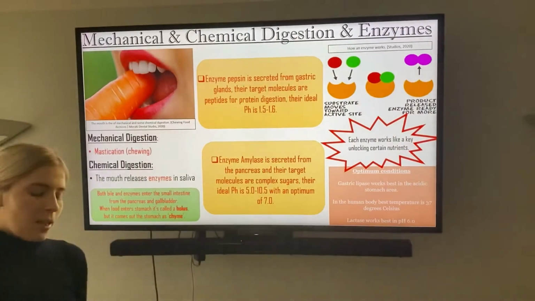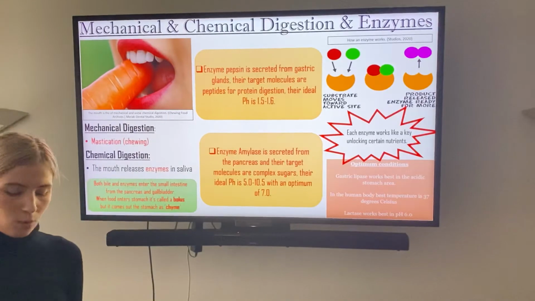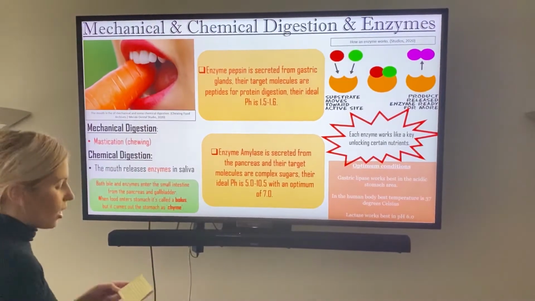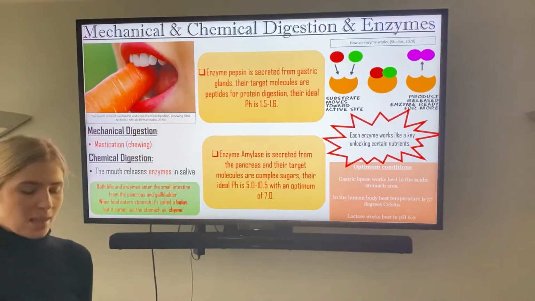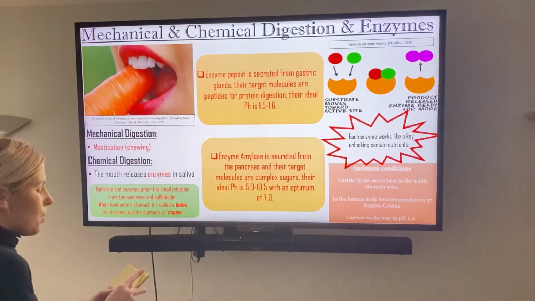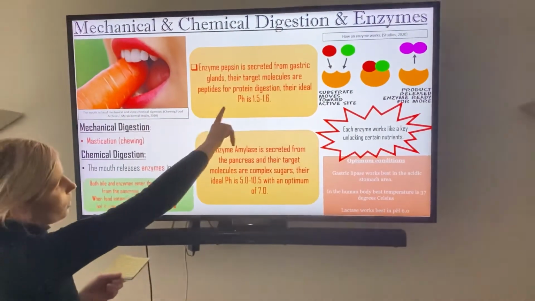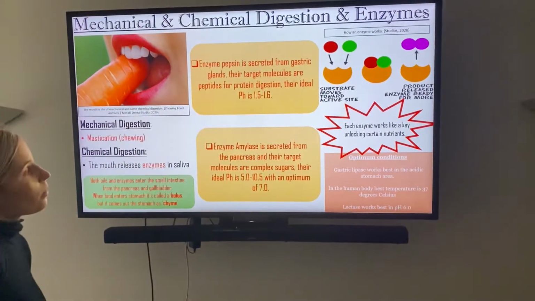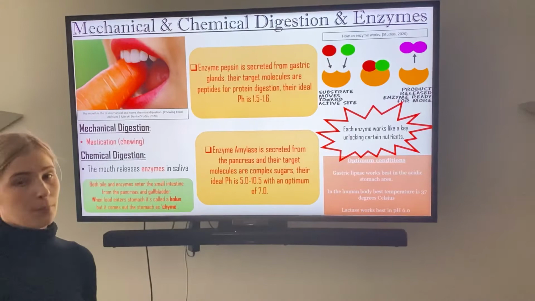So next I'm discussing mechanical digestion, which is the process of teeth breaking food down in the mouth, also known as mastication. Chemical digestion also occurs in the mouth due to the enzyme amylase released in saliva. This enzyme begins to break down starches into sugars in the mouth. There are many enzymes which help mechanical and chemical digestion processes, such as the enzyme pepsin, for example, which is secreted from gastric glands. Their target molecules are peptides for protein digestion, and their ideal pH is 1.5 to 1.6.